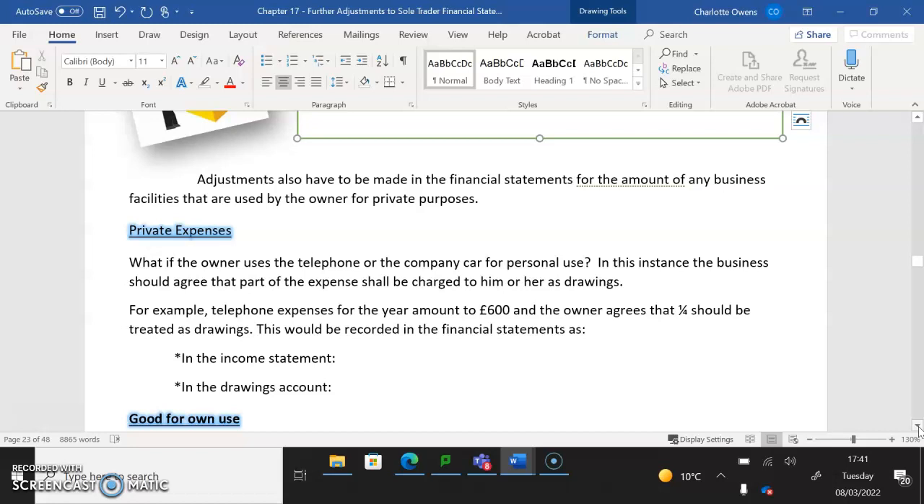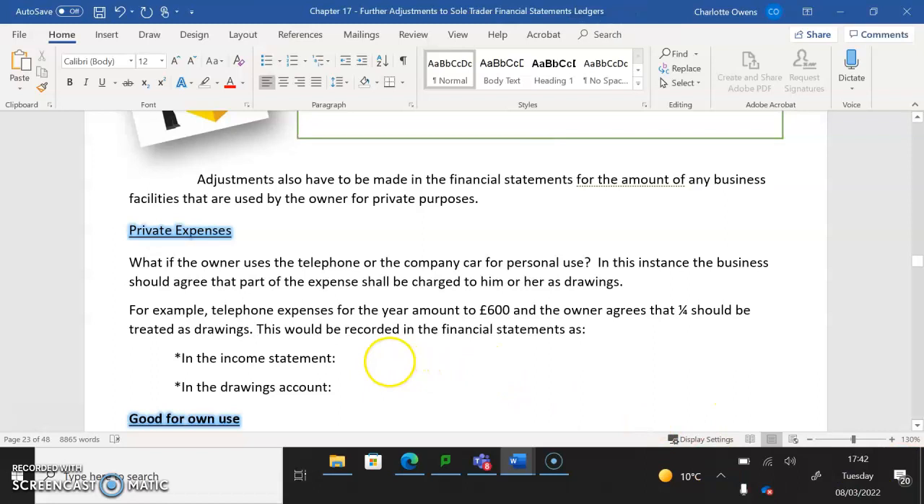So for example here, let's say that we have telephone expenses for the year and they amount to £600. The owner though has been using perhaps the company mobile phone for personal calls, etc., and they agree that a fair proportion would be a quarter of that £600 to be treated as drawings. So what I'd like you to do is just pause this for a moment and think about what proportion of that £600 should go on the income statement as an expense of the business, and what amount should be recorded into the drawings account.